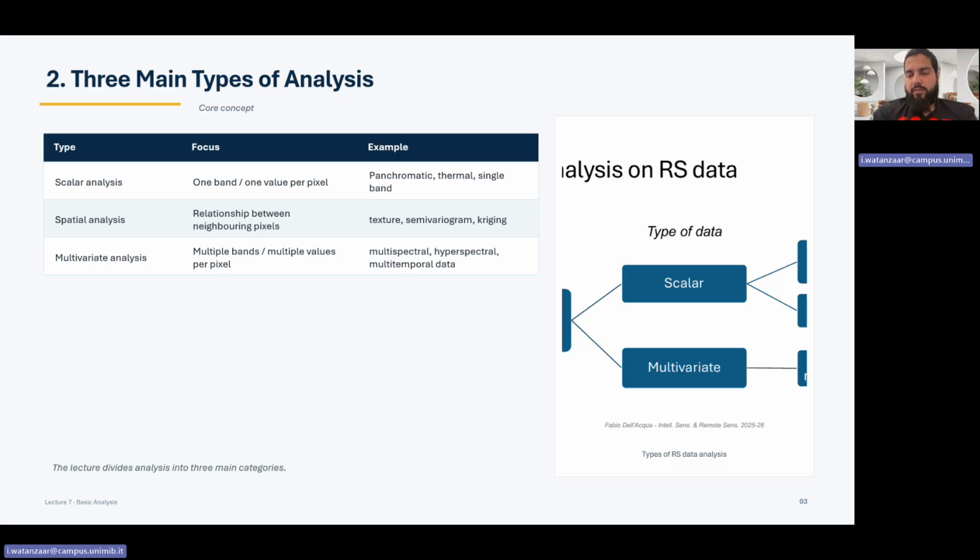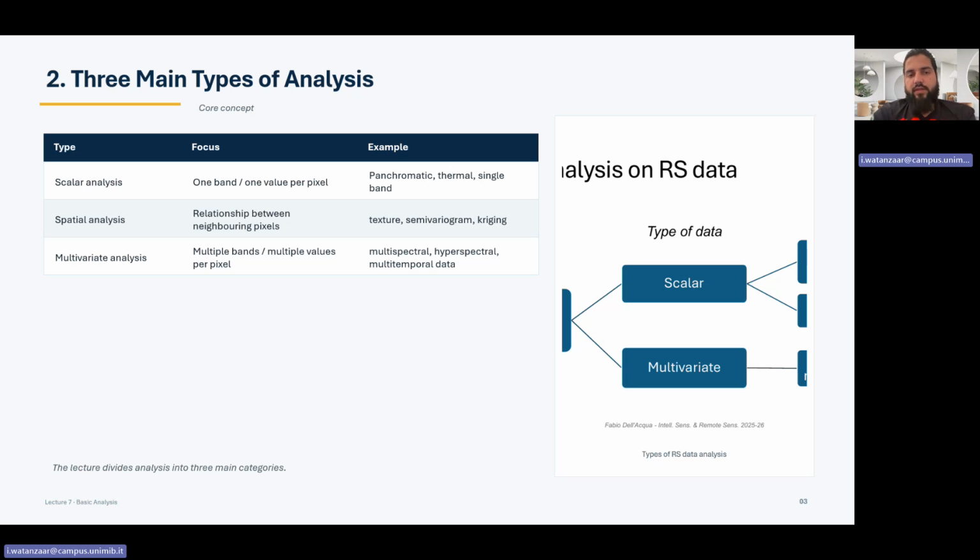We discussed that panchromatic is sensitive to all types of visible light, so it becomes like a grayscale. Thermal is detecting temperature in a single band. These are the more focused examples of the scalar analysis.